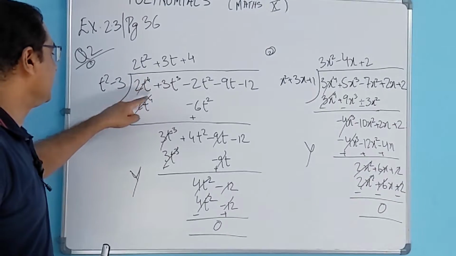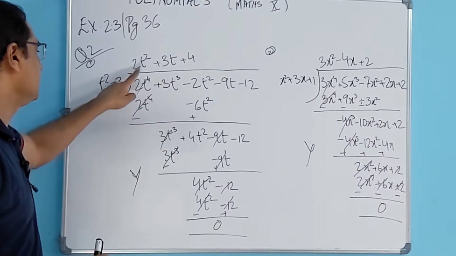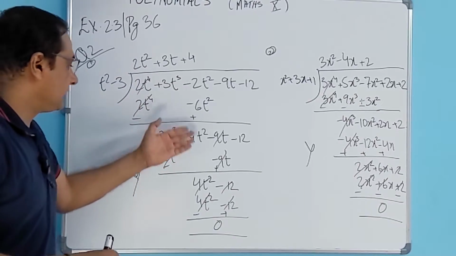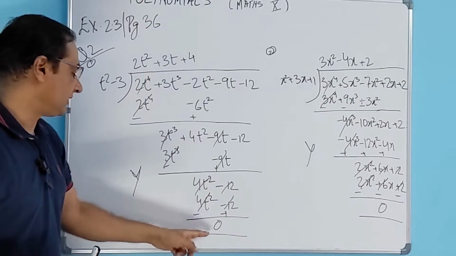We start the division by eliminating the first term of the dividend by the divisor. So we follow this. And if you look at this solution, what do we get? The quotient is 2t square minus 3t plus 4 and the remainder is 0.